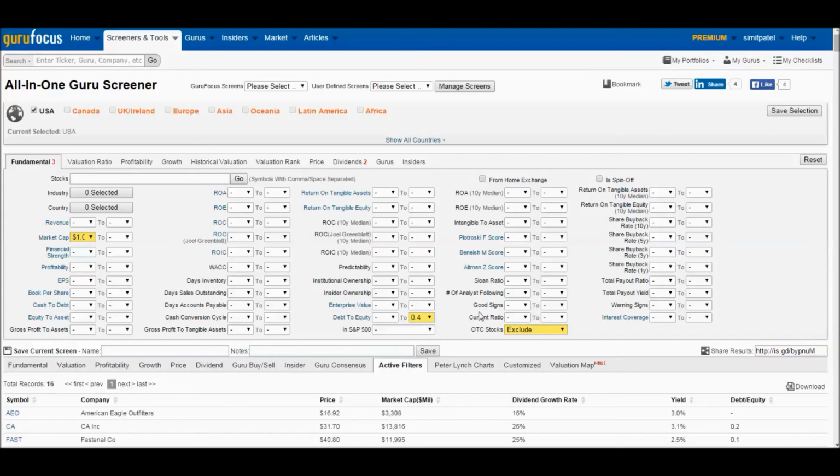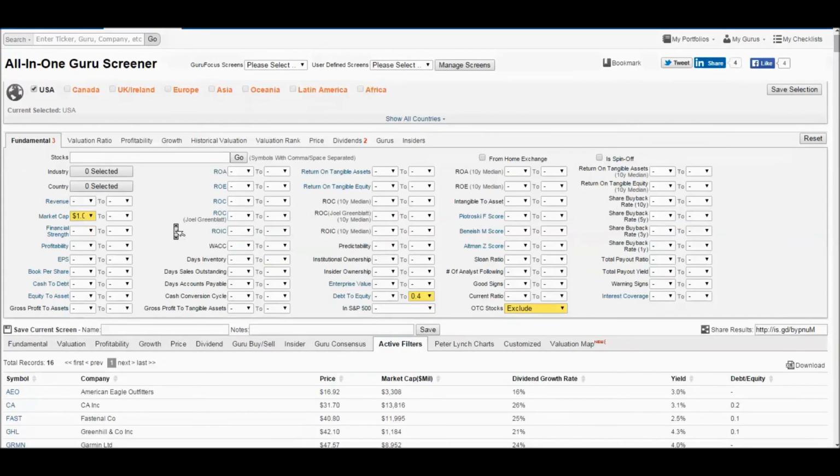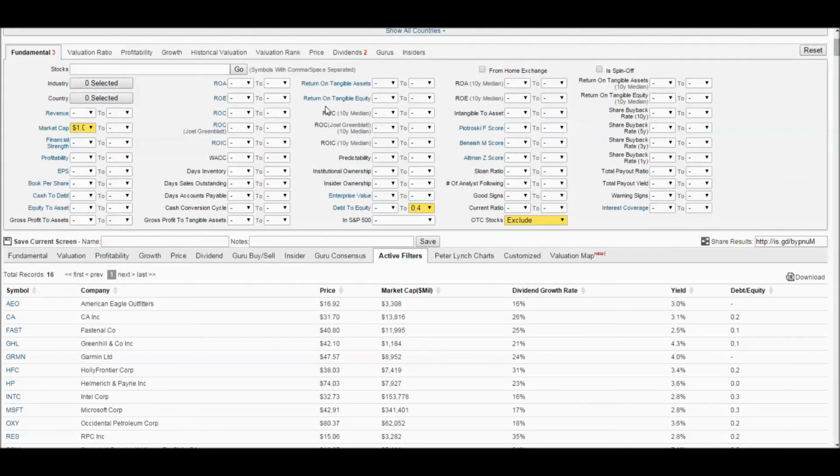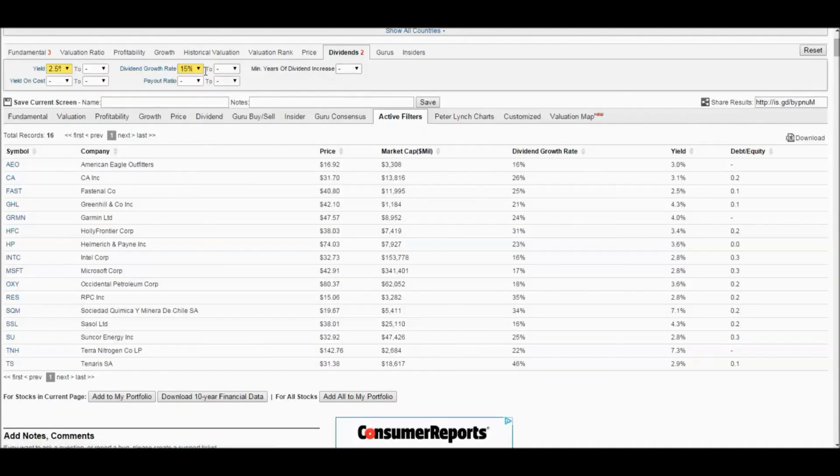And I'm excluding OTC stocks, being a little on the safe side there, as well as using a market cap of $1 billion. And you can see there are 16 companies that meet those criteria. Most of them get filtered out when you specify a dividend growth rate of 15% with a current yield of 2.5%. I played around with this. You can even make the number smaller if you increase your starting yield. But you can get an idea here.